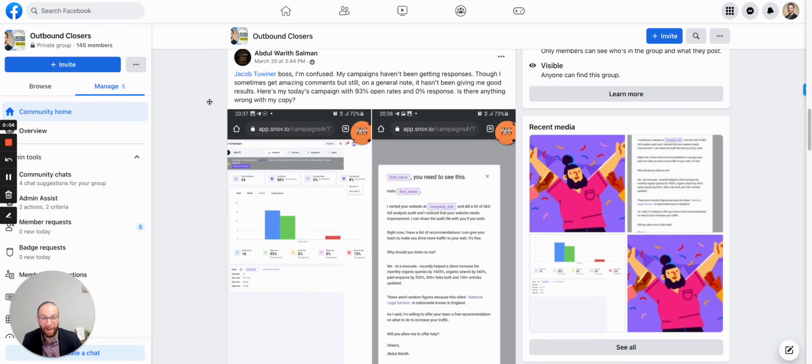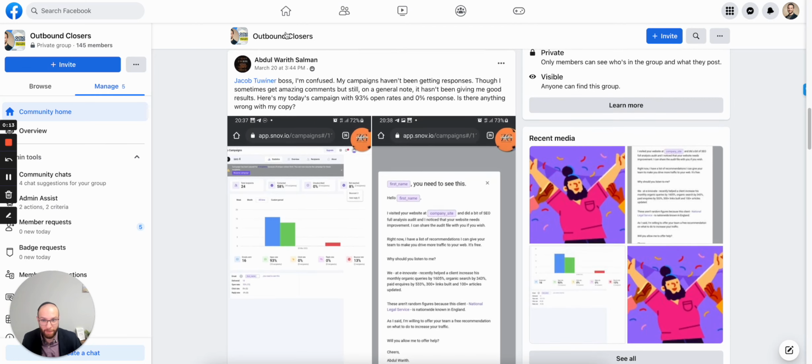Today we're talking about how to improve cold email reply rates. Abdul posted that he's getting a 93% open rate but 0% replies. Is there anything wrong with my copy? So he's posting this in my Facebook group, Outbound Closers.